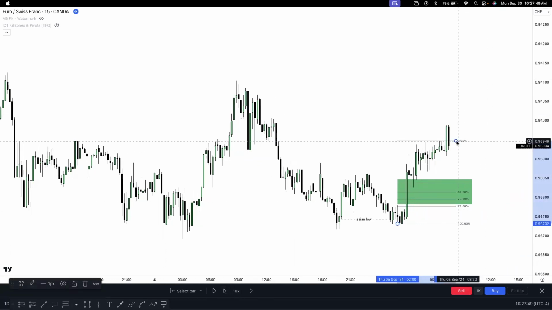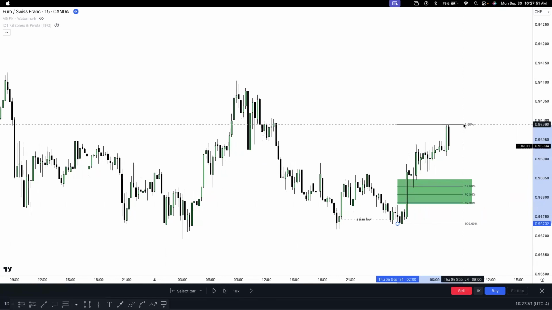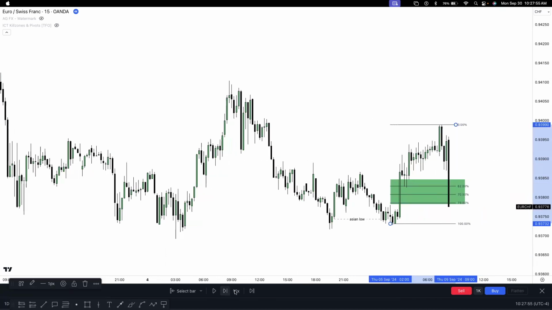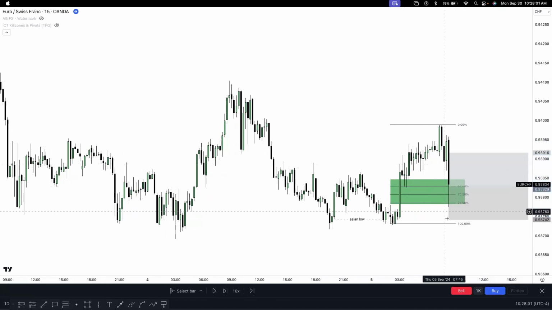All right, the price made a move up. We're going to keep drawing our fibs. Now we got a buy limit set down here at 62. As you can see, our limit is now filled. So we're going to be using the 62 as our first entry.